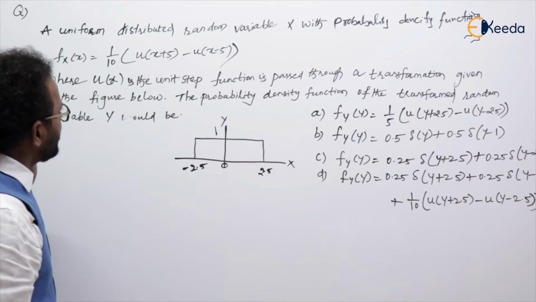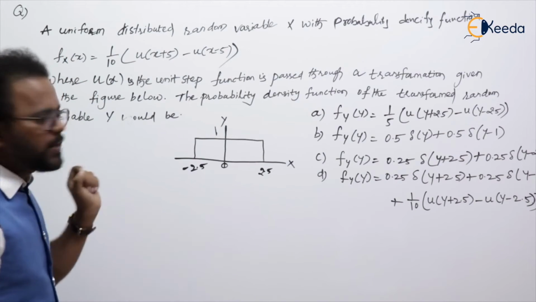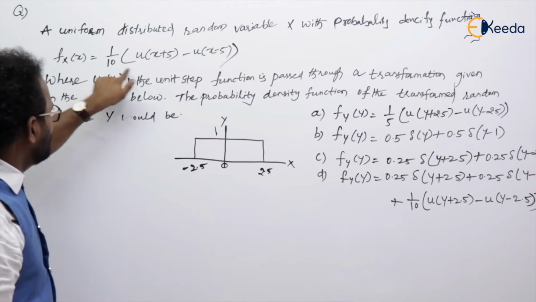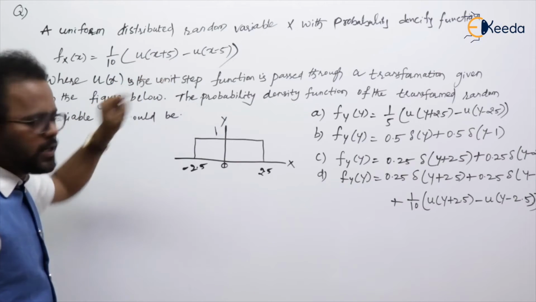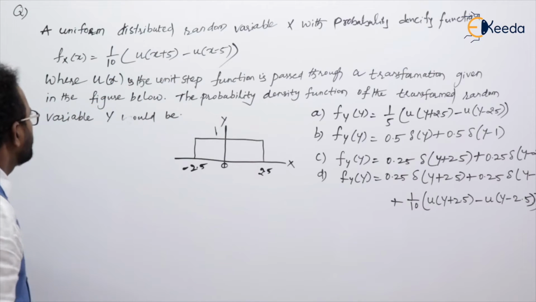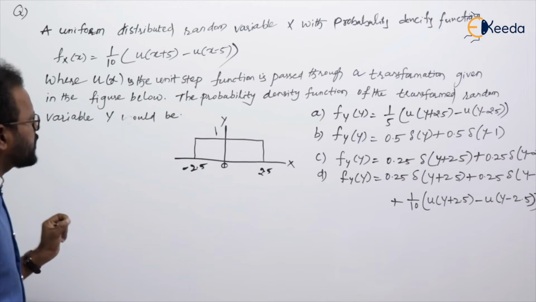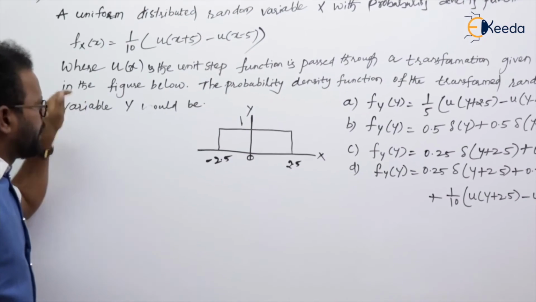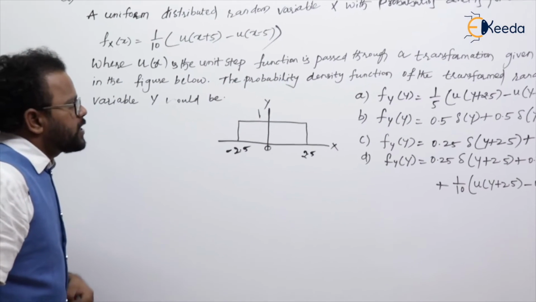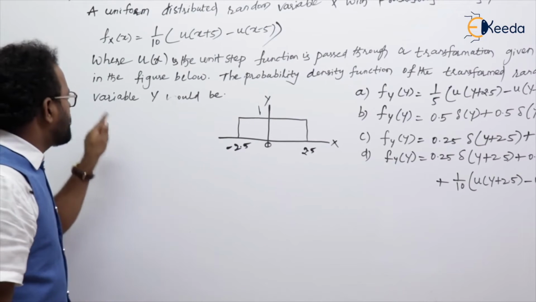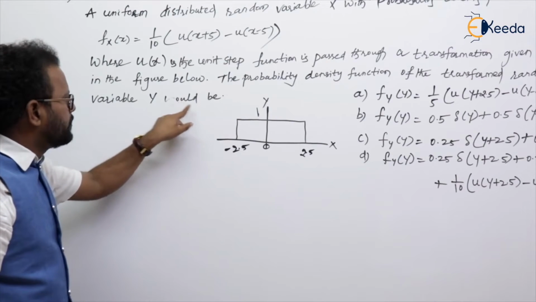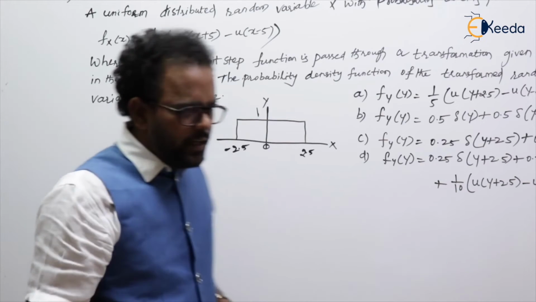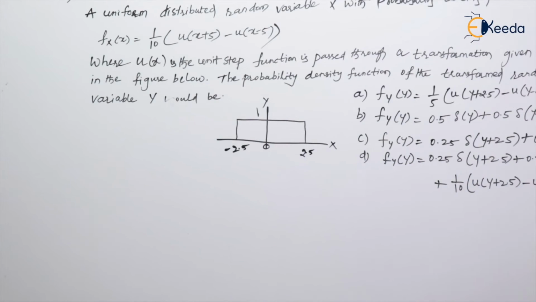A uniformly distributed random variable x with the probability density function fx of x equal to 1 by 10 times u of x plus 5 minus u of x minus 5, where u of x is the unit step function, is passed through a transformation given in the figure below. The probability density function of the transformed random variable y should be given. And this is the transformation given in the problem.